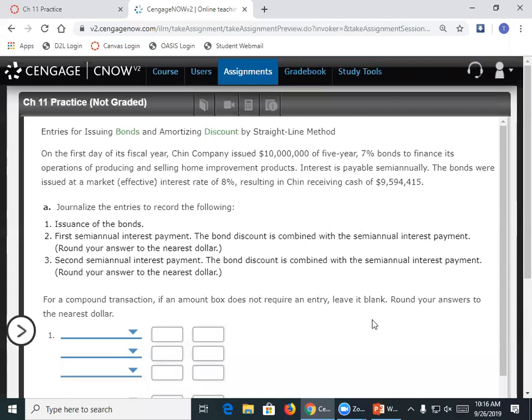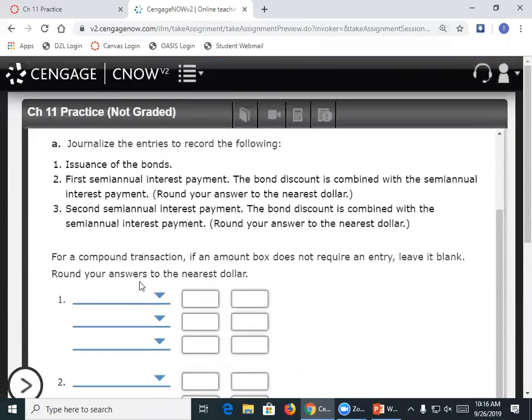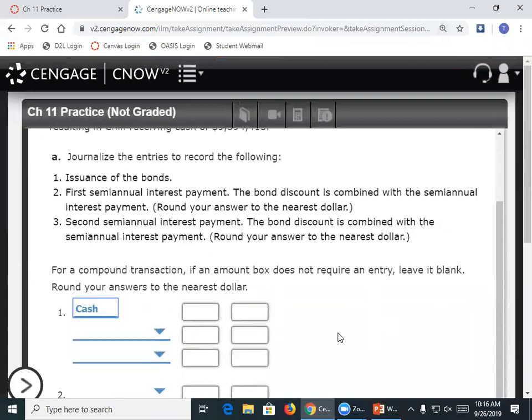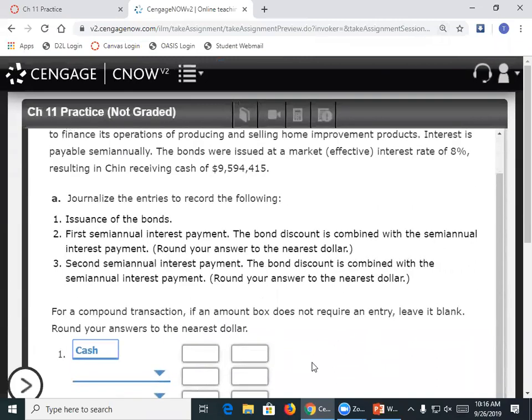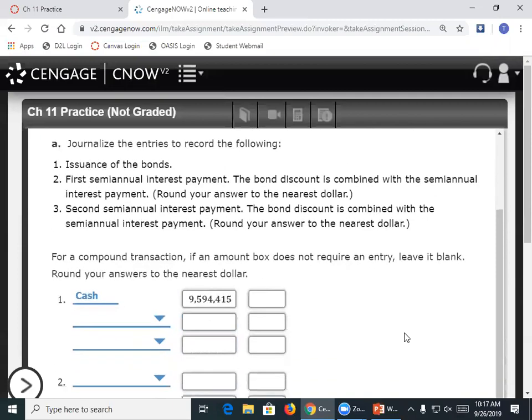So let's do the first journal entry where we're issuing the bonds. What would I debit and credit? Debit cash, good. For how much? Is it face value on that one? No, cash you received. Right, on that one, when it's a discount, we want to debit cash for the $9,594,415 that we received. So cash gets debited $9,594,415.